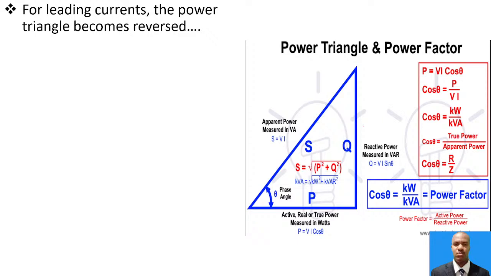And therefore, from the same diagram, we can define power factor, first, as cosine phi, which is equivalent to the circuit resistance divided by the circuit impedance. We can also define it in terms of true power and apparent power, the ratio of true power to apparent power.